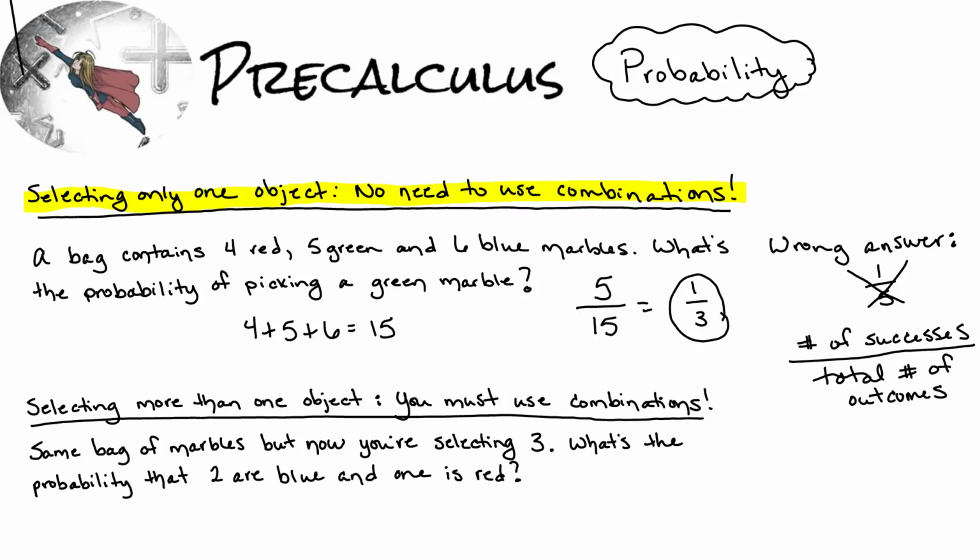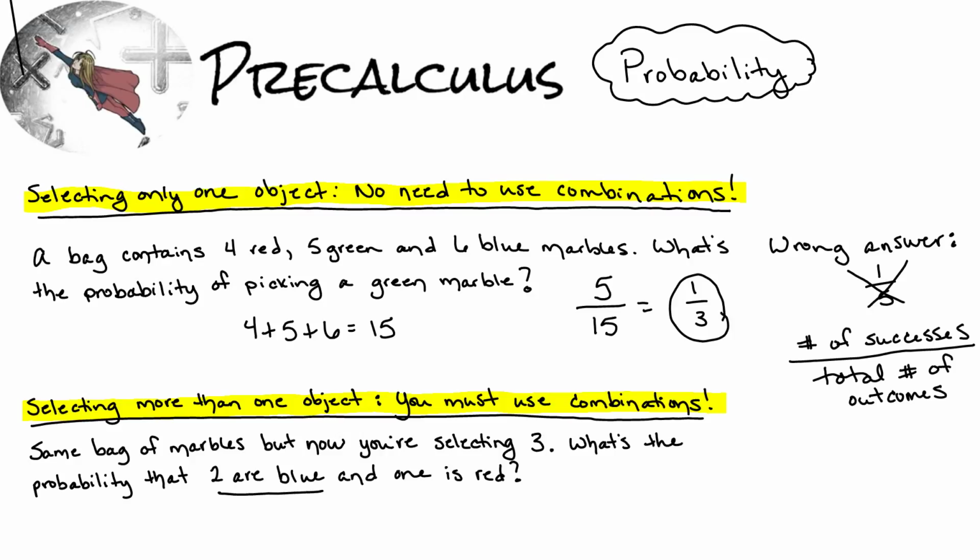So that's how you would do a pretty straightforward question where you're just selecting one object. Now, when you move on into a harder question, such as this, when you're selecting more than one object, then you must use combinations. So in my next example, we're using the same bag of marbles, but now we're going to select 3, like we're reaching our hand in and grabbing 3 marbles and pulling them out without looking. What is the probability that 2 of those are blue and 1 is red? Well, we do have to use combinations for this.